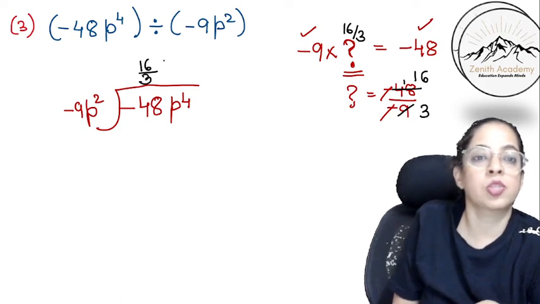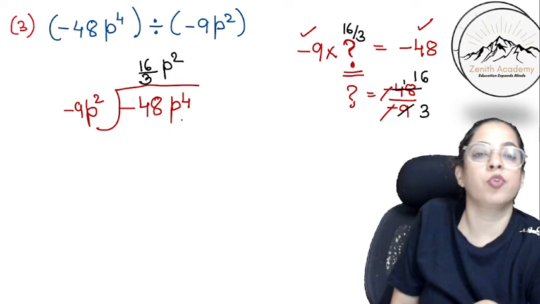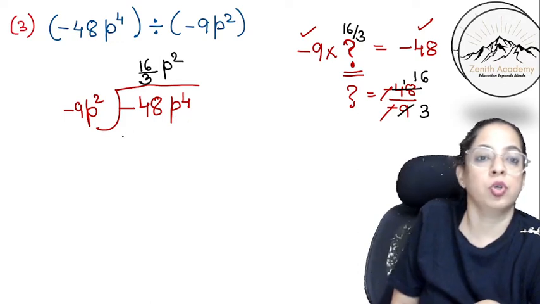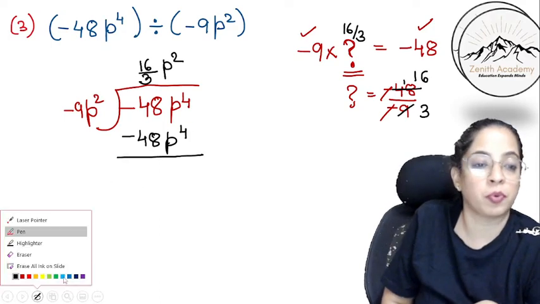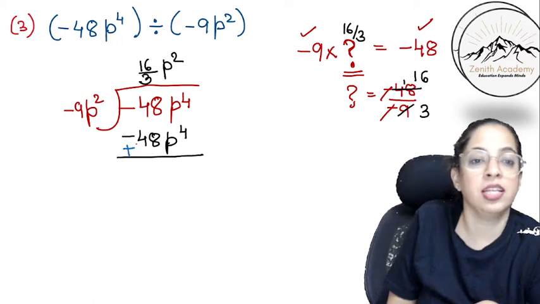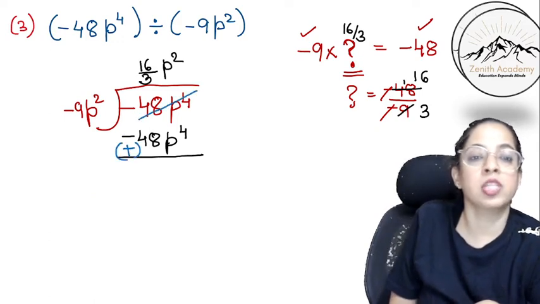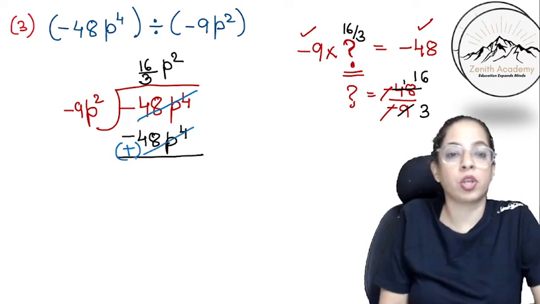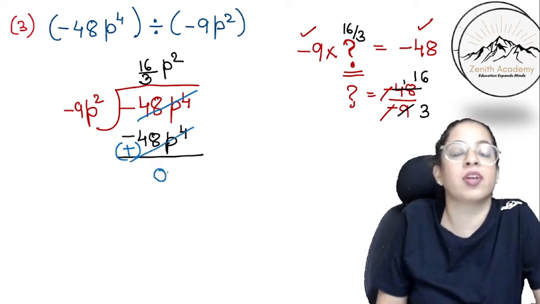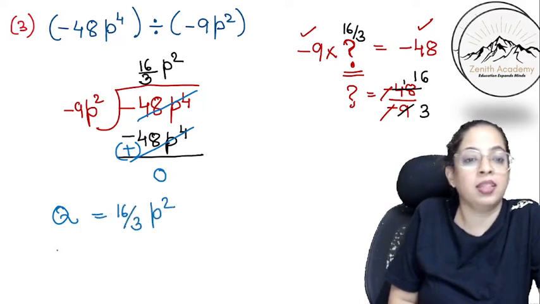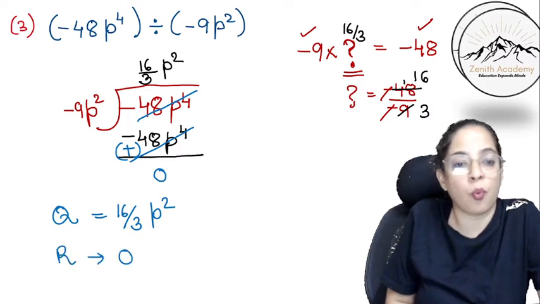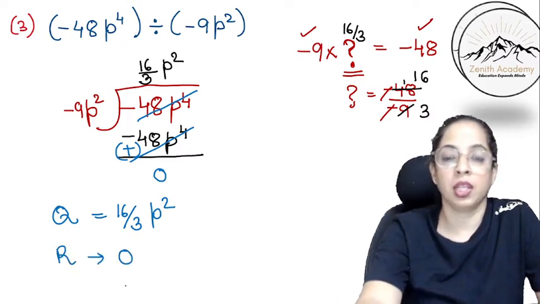Okay. Now p square into p square will give you p raised to power 4. So I will write minus 48p raised to power 4 here. Now since it is subtraction, we subtract here. So we change the sign. This becomes positive. So minus 48p raised to power 4 and plus 48p raised to power 4 get cancelled and the remainder is 0. So the quotient is 16 by 3 p square and the remainder is 0. Clear? Let's go ahead.